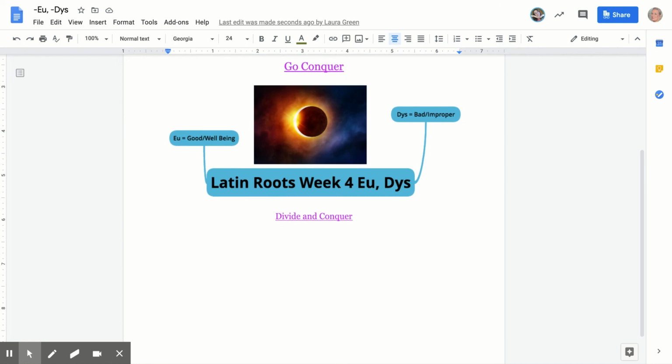All right. So I hope that that helps to understand EU and DYS. Take some time to put these words in your ELA notebook and define. You can use Divide and Conquer as a study tool to help you understand these words this week.